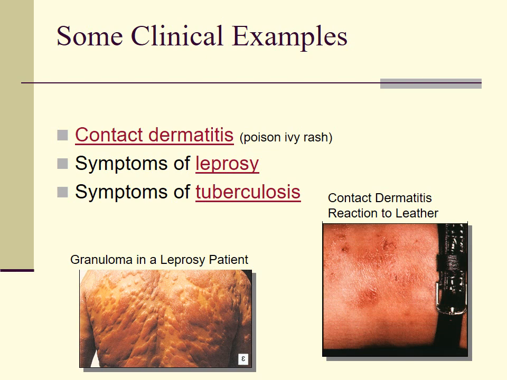The other two examples are the symptoms of leprosy and tuberculosis. In leprosy, a prolonged delayed type of hypersensitivity response is destructive, and the intense response can develop into a visible granulomatous reaction. What is that? It is the nodular aggregation of inflammatory cells, mostly macrophages, which are transformed into epithelial-like cells.